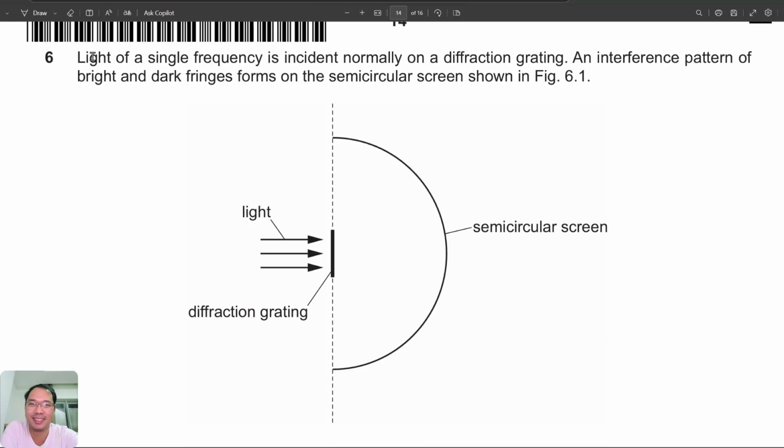Question 6: Light of a single frequency is incident normally on the diffraction grating. An interference pattern of bright and dark fringes forms on the semicircular screen shown in figure 6.1.